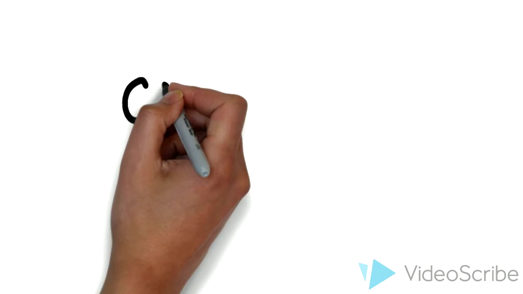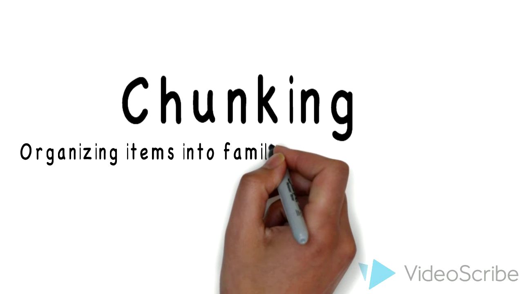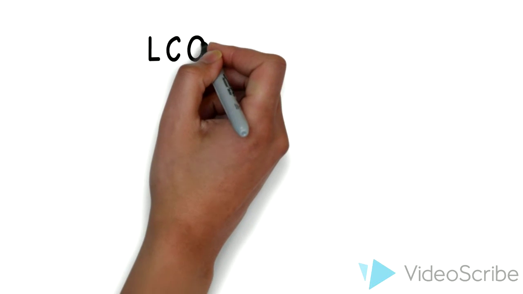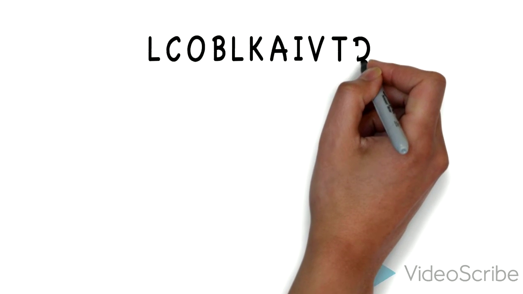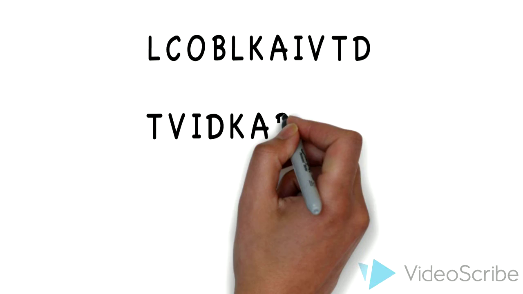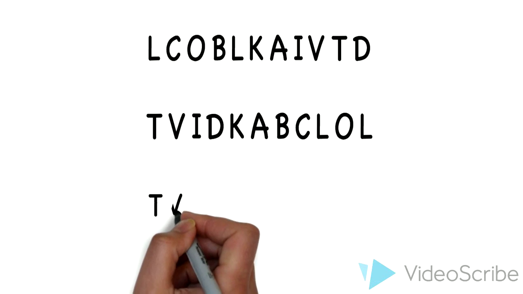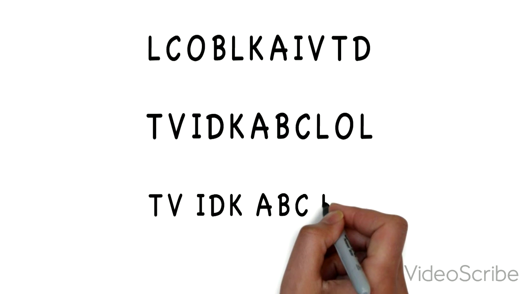Short-term memory, going to long-term memory. Chunking. Organizing items into familiar and manageable units. If someone asked you to remember the characters LCO, BLK, AIV, TD, it'd be pretty hard. But if they asked you to remember TV, IDK, ABC, LOL, it'd be much easier because they were chunked into the familiar phrases TV, IDK, ABC, and LOL.